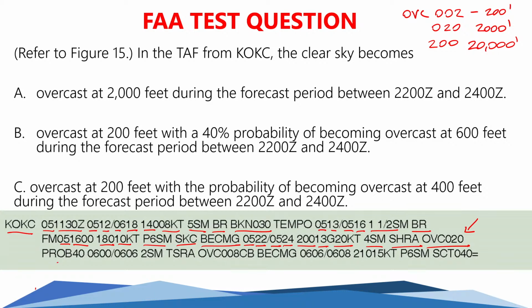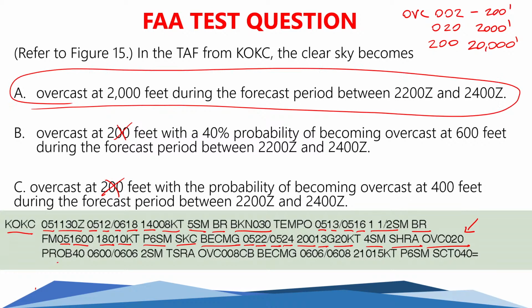So in that case, it's definitely not overcast at 200. So B and C are incorrect. The correct answer here is going to be A, which is at 2,000 feet during the forecast period between 2200 and 2400 Zulu, which we can see here. We've got 22 and 24. Those are the two numbers moving forward.